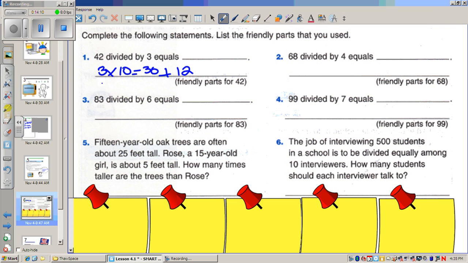So then if I do like his strategy and I do 30 divided by 3, I know that's 10 because I just did it up above. So I have 10. And if I do 12 divided by 3, I know, because I know my 3's, that's 4. So if I do 10 plus 4, I get 14 for an answer.